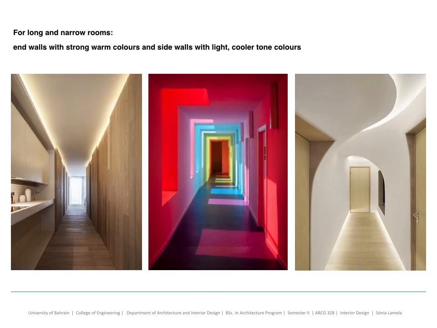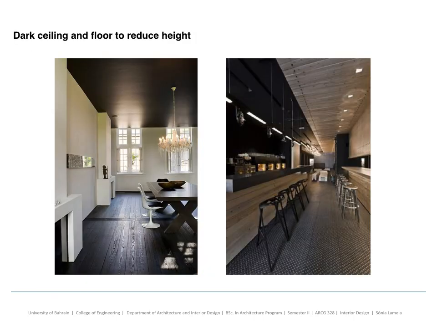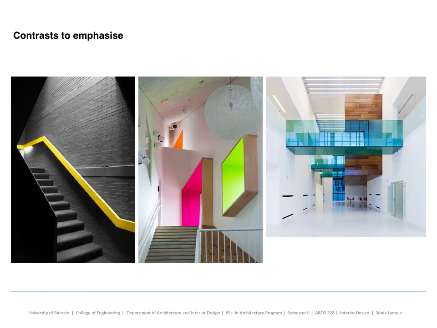Usually we say that when we have long and narrow rooms, we should paint the end walls with a strong warm color and the sides with a light color, so they can feel a little bit less long than they are. Also, when we have a very high room, we can use a dark ceiling to reduce the height of a particular space. And then, of course, we can use pops of color just to contrast and emphasize some particular parts of our project.